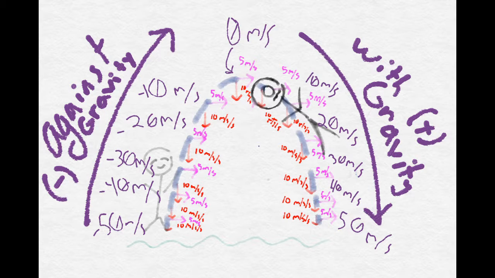On the right side of the curved path, the velocity is positive because it's going with the gravity. The velocity is changing by 10 meters per second each second because of the acceleration from the gravity. There is no additional force to accelerate the horizontal velocity. That is why it stays the same the entire time.